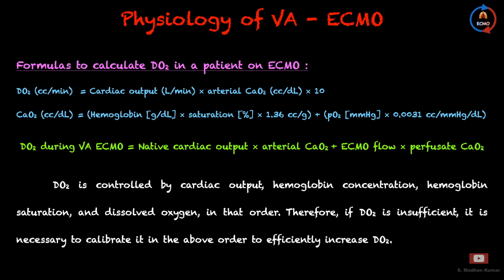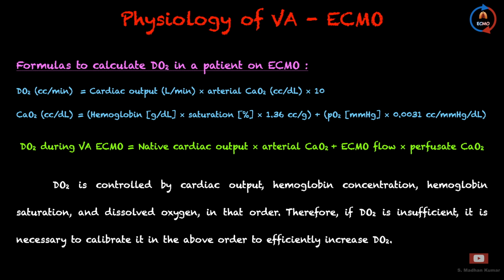Here you can see how to calculate the DO2 in a patient who is on VA ECMO. DO2 during VA ECMO is calculated by multiplying the native cardiac output into arterial CaO2 plus ECMO blood flow into perfusate CaO2. Here, DO2 is controlled by cardiac output, hemoglobin concentration, hemoglobin saturation, and dissolved oxygen in that order. Therefore, if DO2 is insufficient, it is necessary to calibrate it in the above order to efficiently increase the DO2.